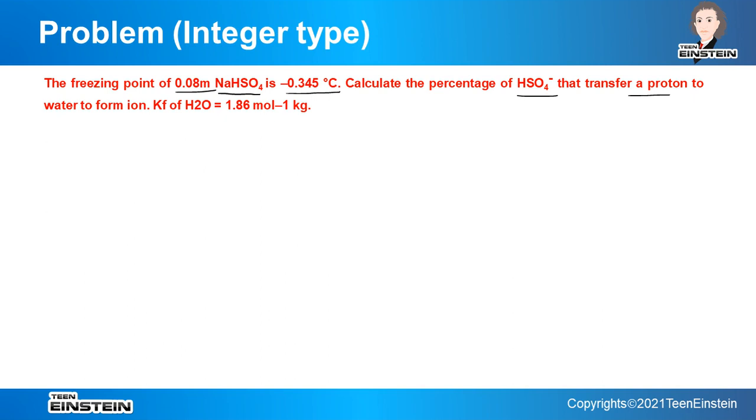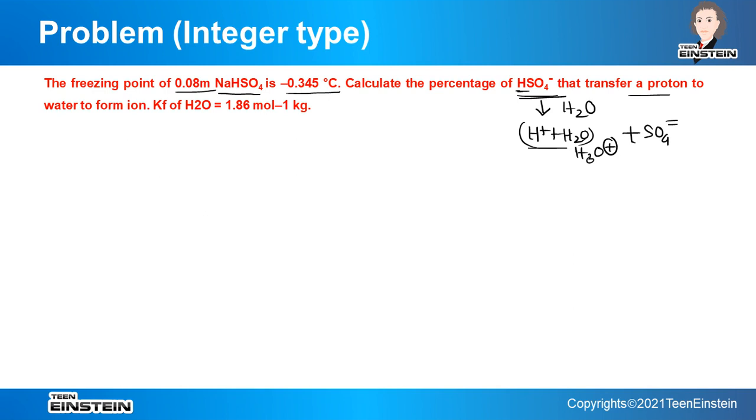Now what is the meaning of this line? That is important, because if it were directly asking what is the percent of dissociation of NaHSO4, NaHSO4 would dissociate to Na plus, sulfate ion and H plus, and the question would be very simple. But here it is asking the percentage of HSO4 that transfers a proton to water. Now HSO4 transferring a proton to water means what? In the presence of water it can supply H plus. That means now there will be H plus plus H2O, which will be hydronium ion, and sulfate ion. So basically we have to find out the percentage of HSO4 that is dissociating to H plus and sulfate.